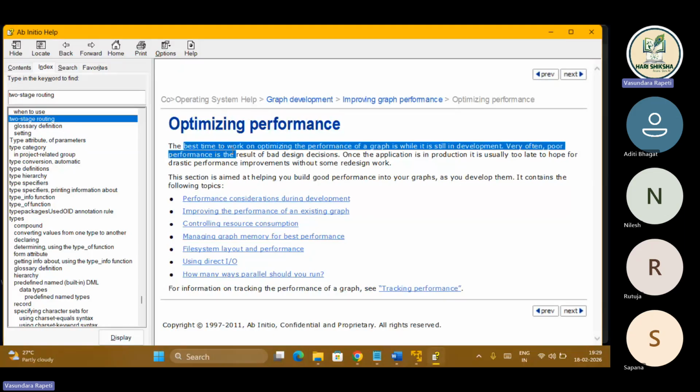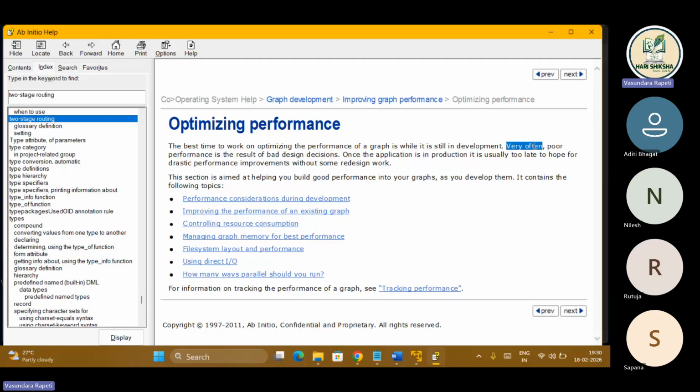The best time to work on optimizing the performance of a graph is while it is still in development. That is the best time, when you can improve the performance. This whole and sole responsibility of performance falls on the developers. If any issue comes, the developers are escalated for performance.